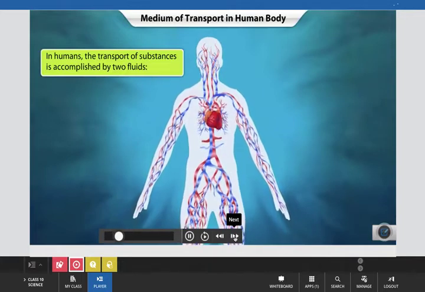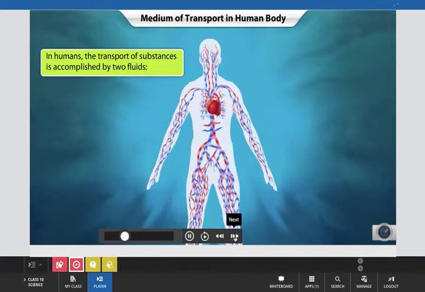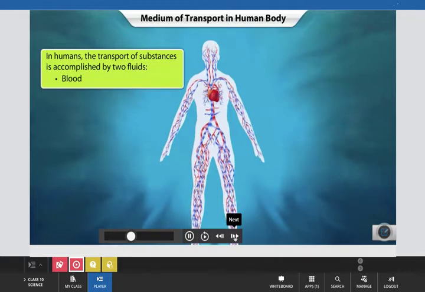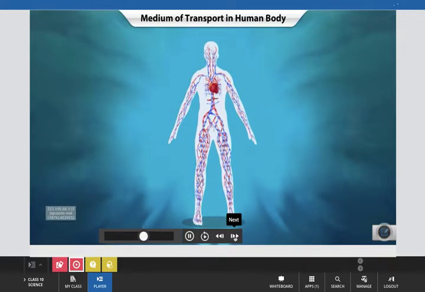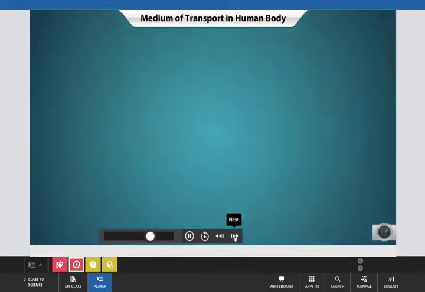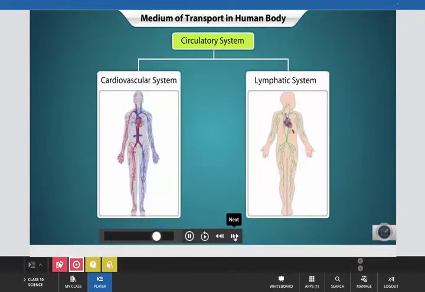In humans, the transport of substances is accomplished by two fluids, the blood and the lymph. The transport system is also known as the circulatory system, comprising the cardiovascular system and the lymphatic system.